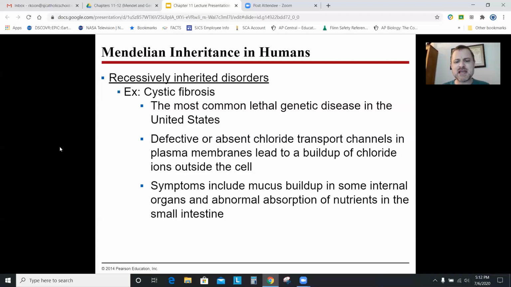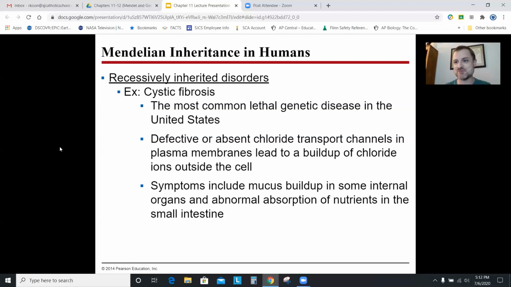The AP exam isn't going to ask you for specific details about diseases, like what is cystic fibrosis, but it's worth going through this because they could give these to you as a scenario. Cystic fibrosis is the most lethal genetic disorder in the United States. It's a defect in the chlorine transport ions in your lungs that pump chlorine, I believe, out of the cell. In people with cystic fibrosis, those protein pumps, the chlorine pumps, do not work right.